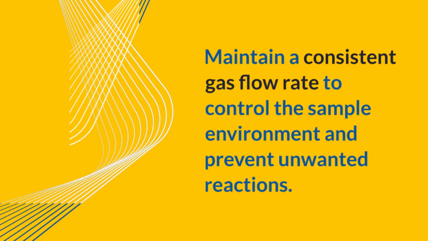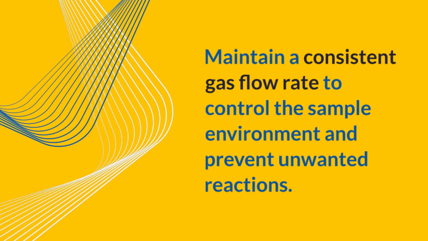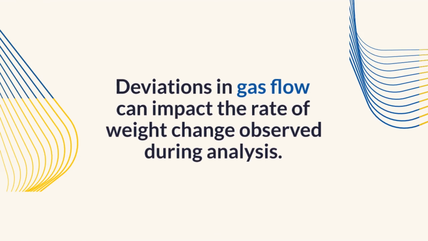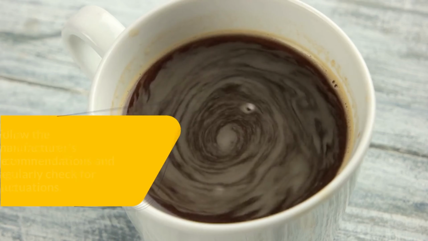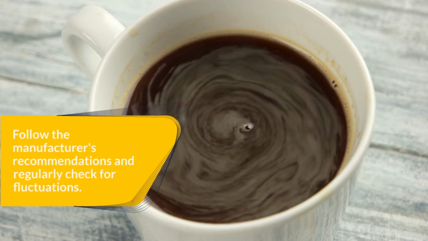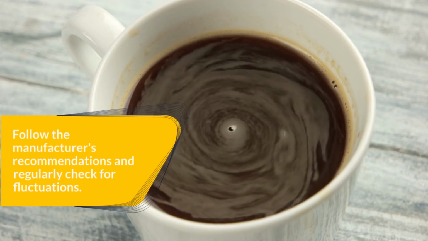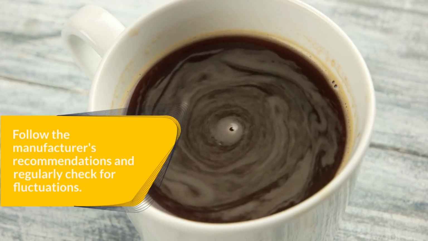Maintaining a consistent gas flow rate is essential for controlling the sample environment and preventing unwanted reactions. Deviations in gas flow can impact the rate of weight change observed during the analysis. It's crucial to follow the manufacturer's recommendations for gas flow rates and regularly check for any fluctuations.